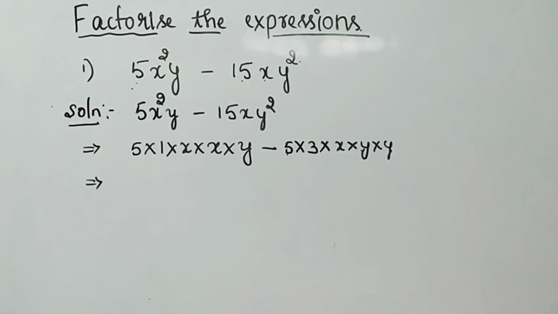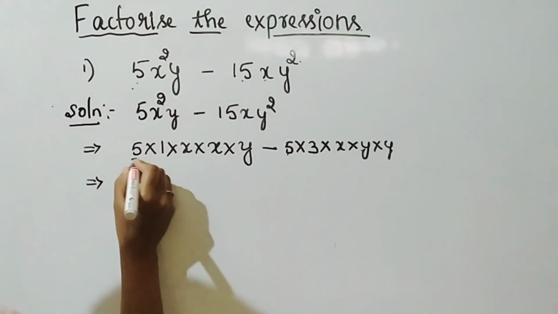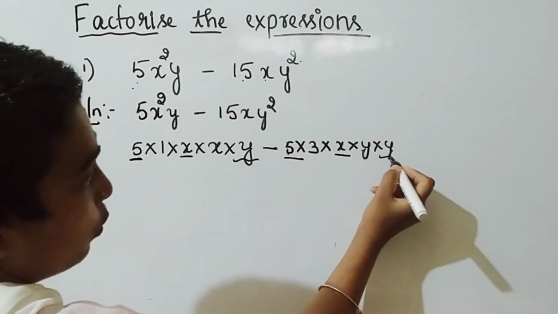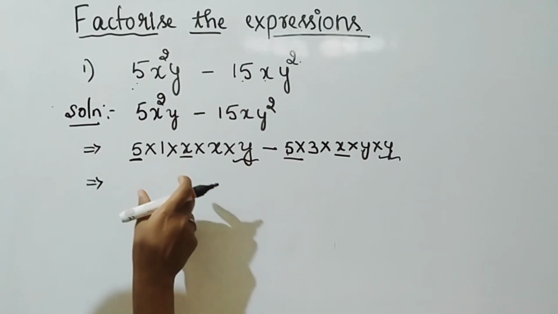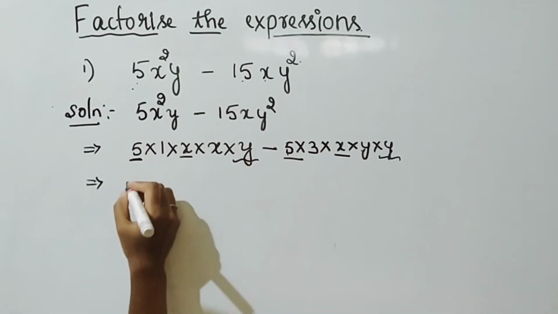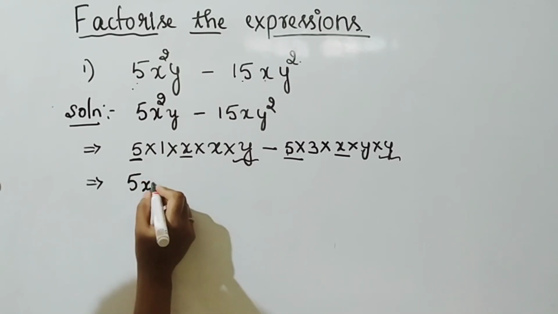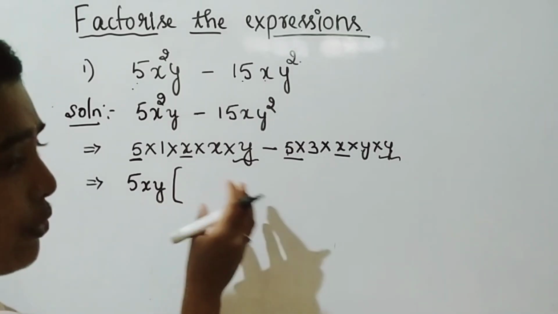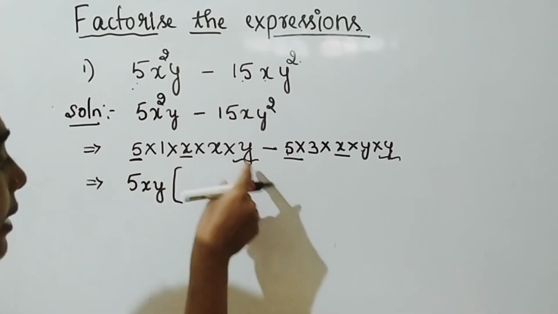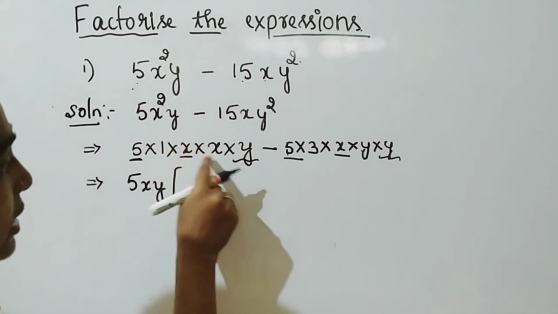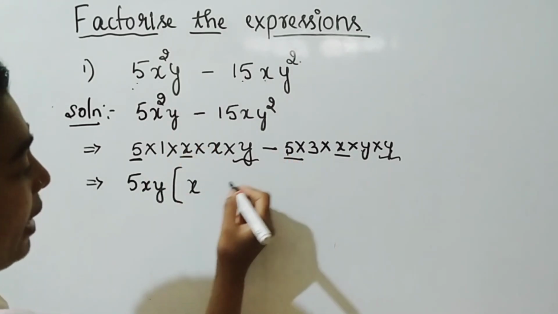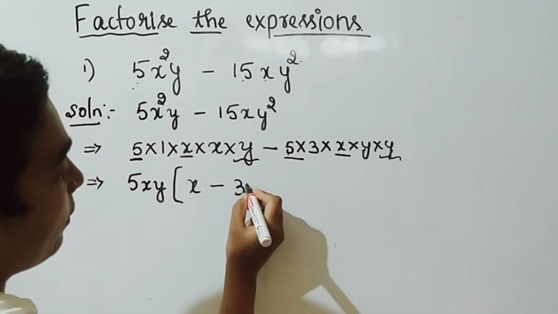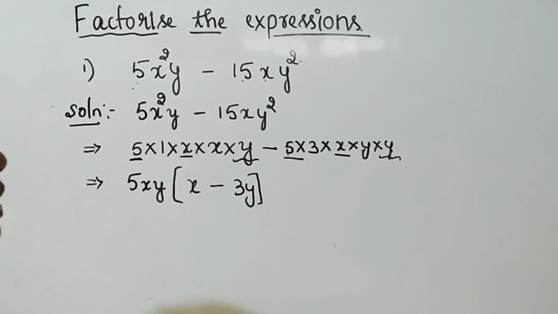Now you check which factors you can find common: 5, x, y. These factors are common in both the terms. So I am going to take out 5xy. Put it in front, and after that the remaining factors you have to write in the brackets. So 5xy I have already taken common. The remaining is 1 into x, 1 into x is x, minus 3 into y, 3 into y is 3y. This is how you need to simplify the given expression.